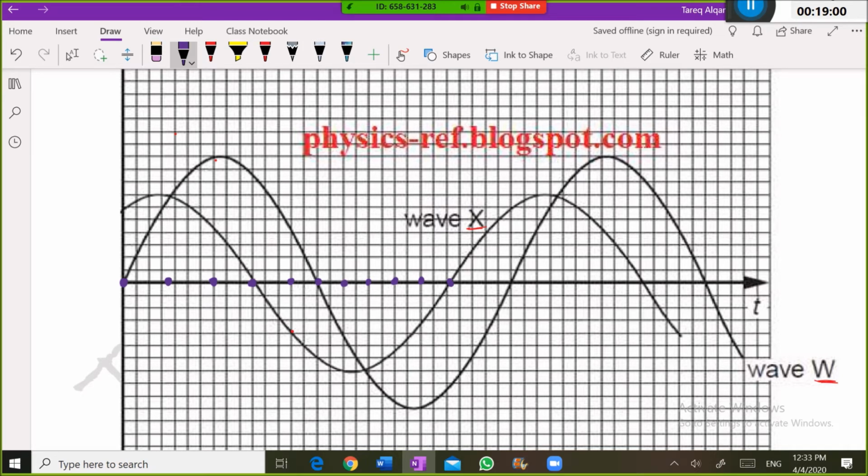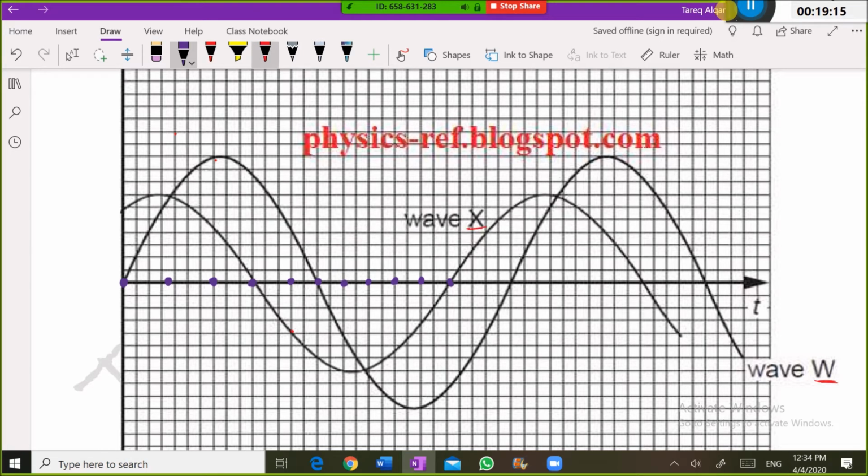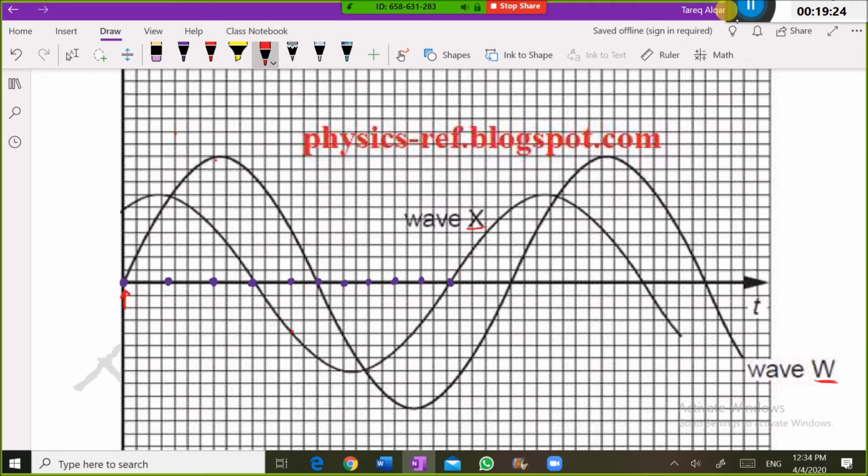Okay, here I will add their displacements. For each point, I will add their displacement. Here in this position, guys, the displacement for wave X is 0. The displacement for wave W is 1, 2, 3, 4, 5, 5 point something, let's say 5.5. So 0 plus 5.5. The resultant displacement will have the crosses that I will add now in red.